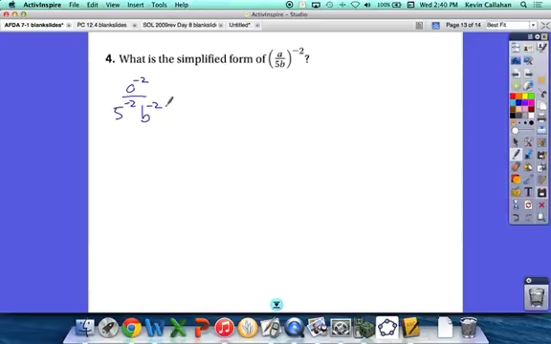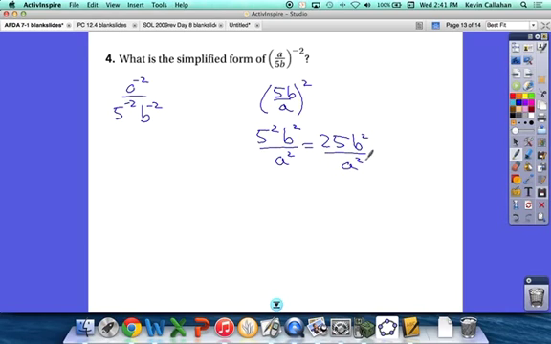Normally, if you have a fraction raised to the negative 2, then you flip the fraction: 5b divided by a squared. And now you don't have to deal with the negative exponents. Just flip this, and it's positive. So that is 5 squared b squared over a squared. 25 b squared over a squared.